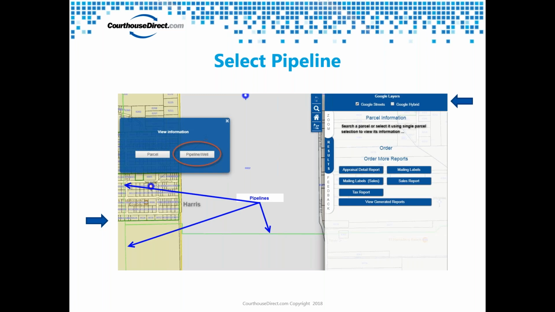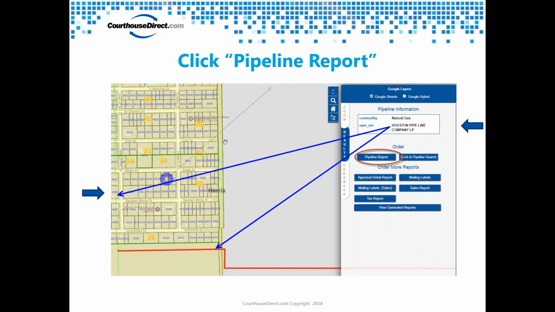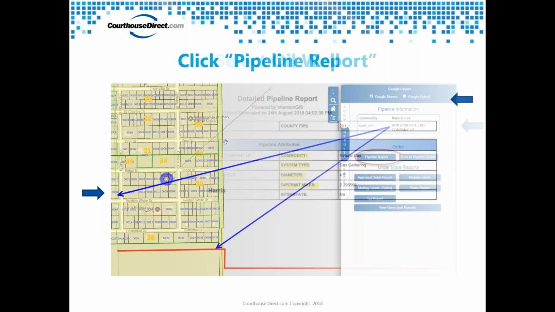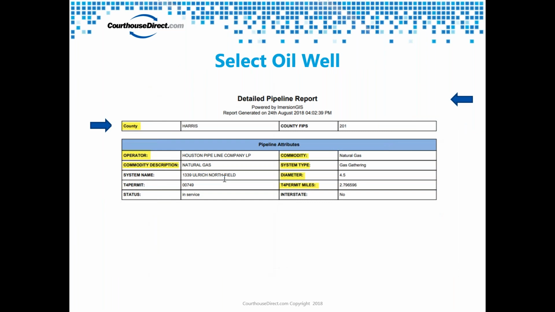So if I'm interested in the pipelines, then I can click on the pipeline, and when I click on the particular pipeline, you'll notice that the one I clicked on is colored in red versus another one on the left-hand side that is still green. So what I want to do is pull up a pipeline report because I want to know more about this pipeline. And so here's my pipeline report. It tells me this is the county that it's located in. Here's the operator of the pipeline, the type of commodity that's going through the line. It also tells us the size of the line is a 4.5 inch gas gathering line, and it goes for a distance of 2.7 miles.